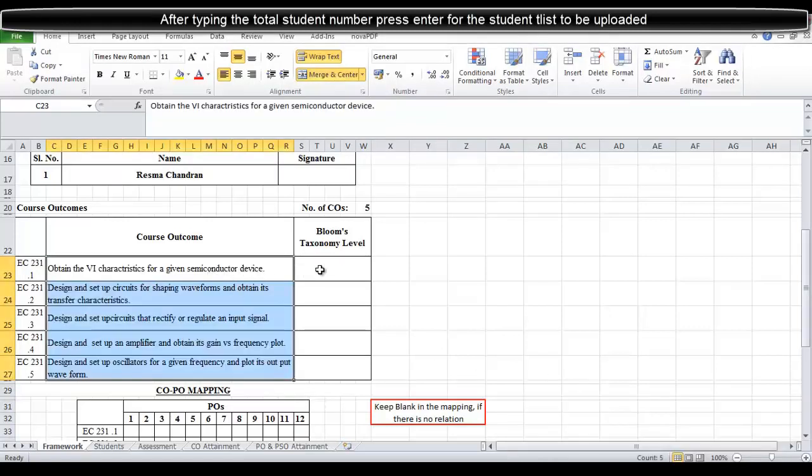So these are the 5 COs that I have kept. Within this CO I may have experiment number 1 and 6. Similarly within this I may have experiment number 8 and 12. All these COs may have different experiments, but that does not matter. I am having 5 COs.